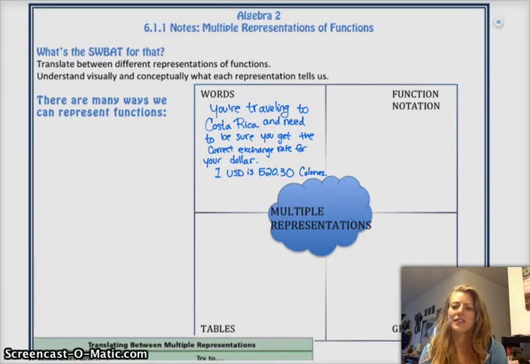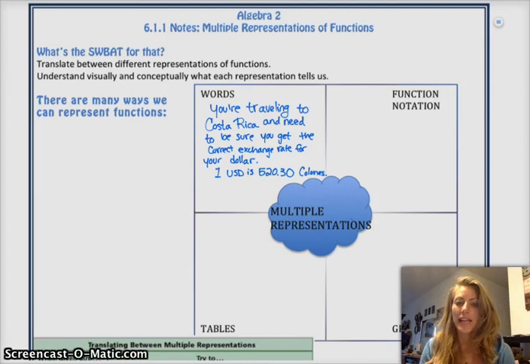you need to be sure you get the exact exchange rate for your dollar. So in this scenario, one US dollar is 520 and 30 cents colones. And 3/10 of a colones. Okay, so function notation, we could take that same scenario and represent it as a function.